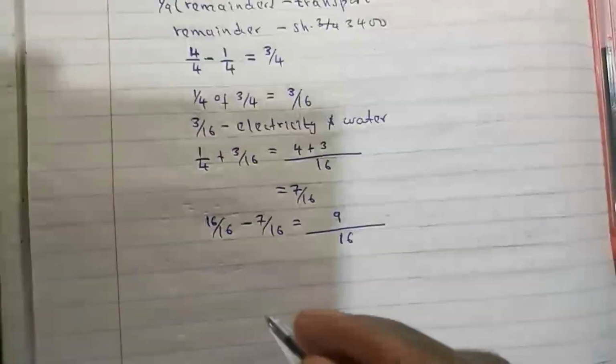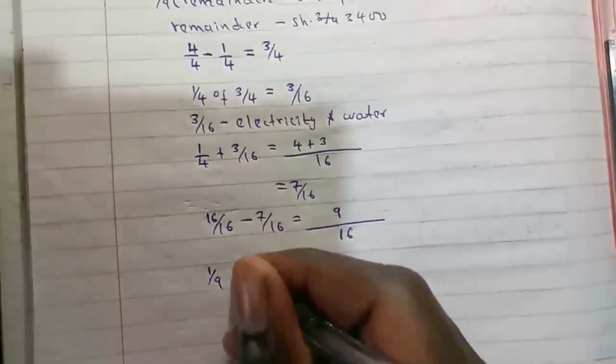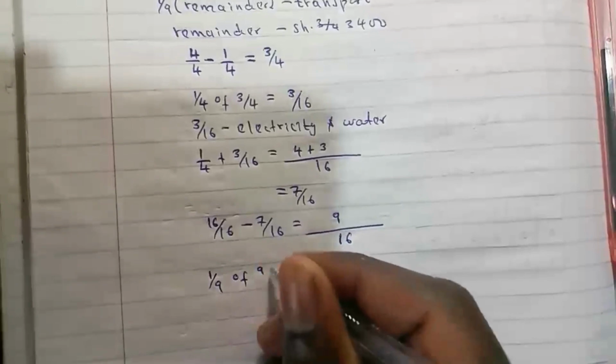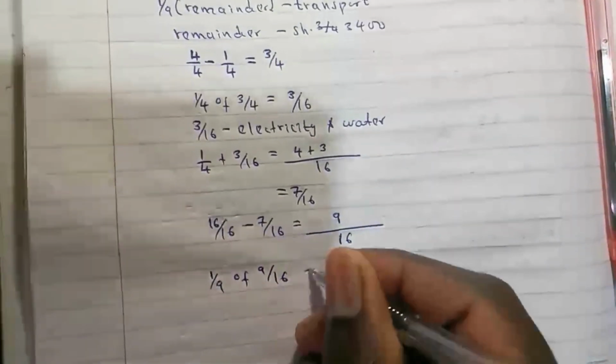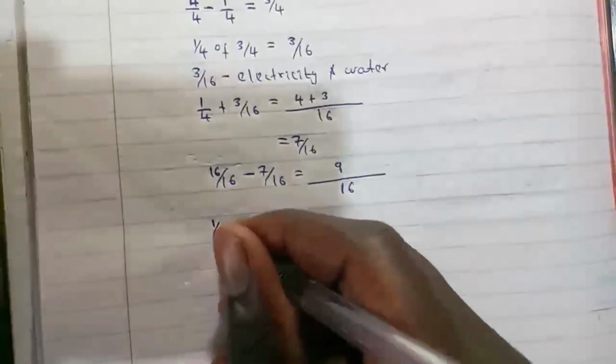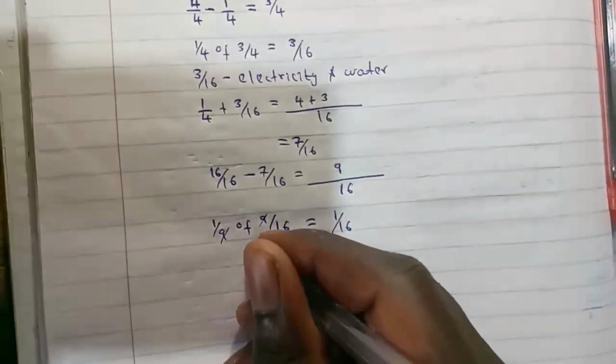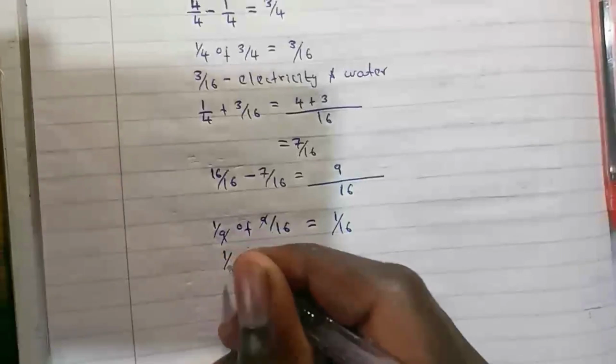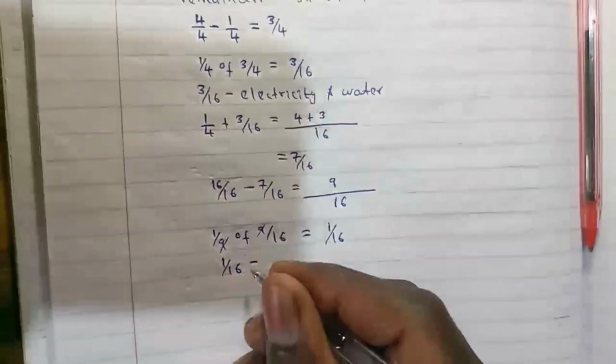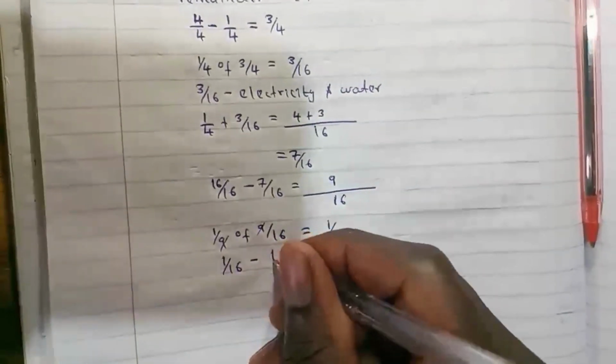So 1/9 of 9/16. The 9 cancels with the 9. We are going to remain with 1 over 16. So 1 over 16 is what was spent on transport.